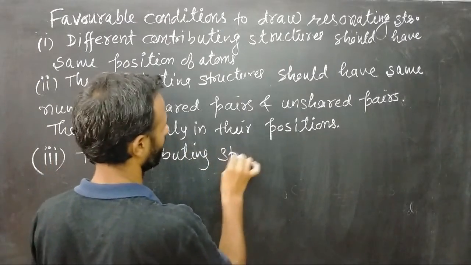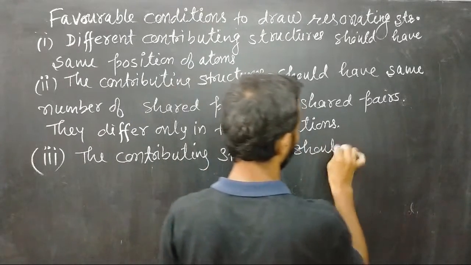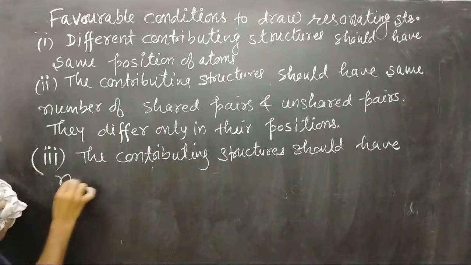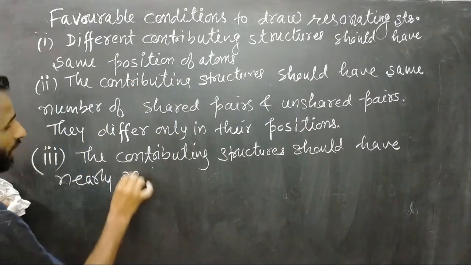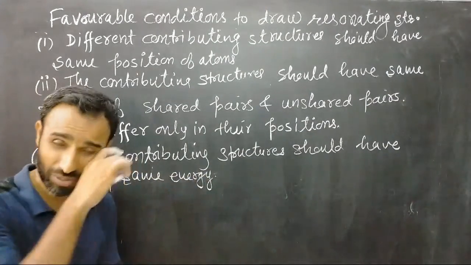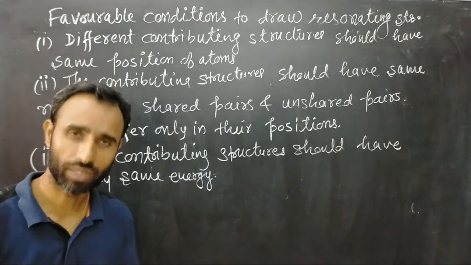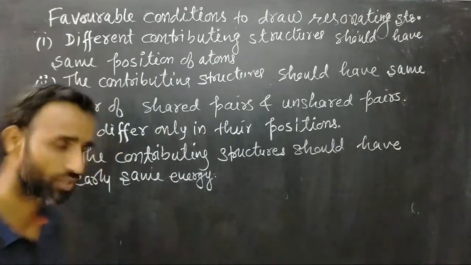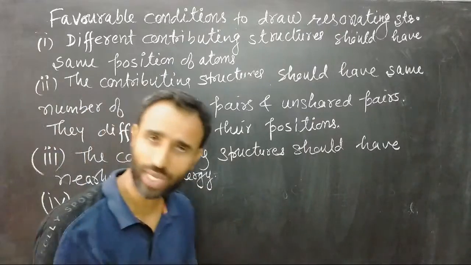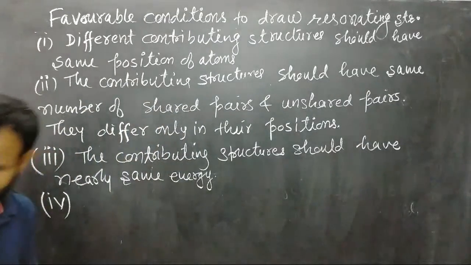Contributing structures should have nearly the same energy. Their energy should be almost equal to each other. There is a slight difference in their energies, because as the bond pairs and lone pairs are the same and the positions of the atoms are the same, they have almost similar energy. Okay.